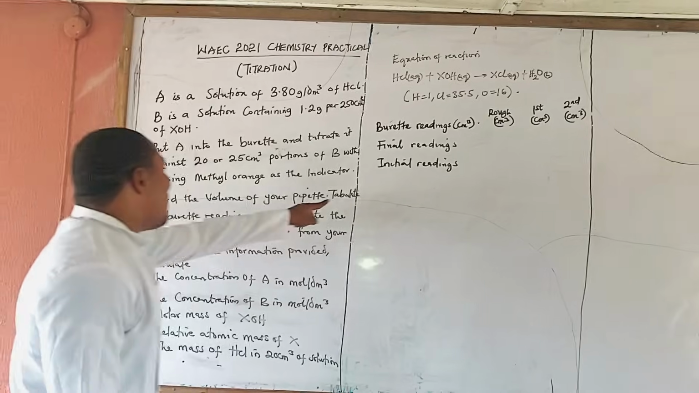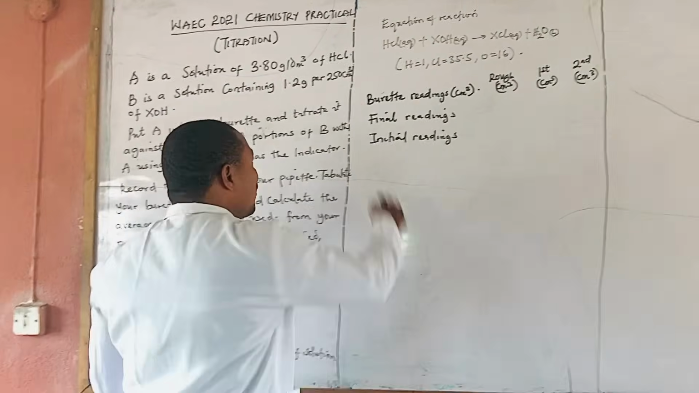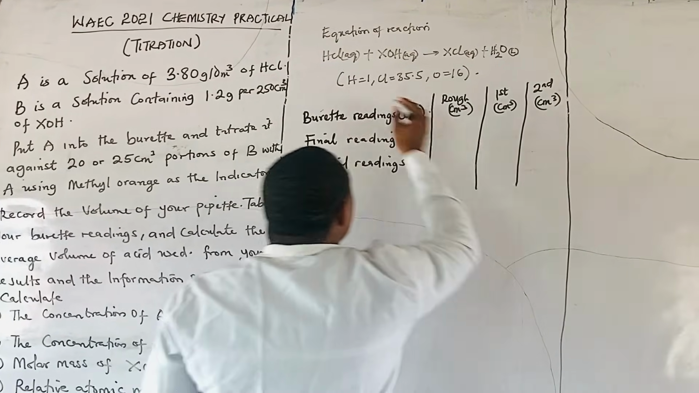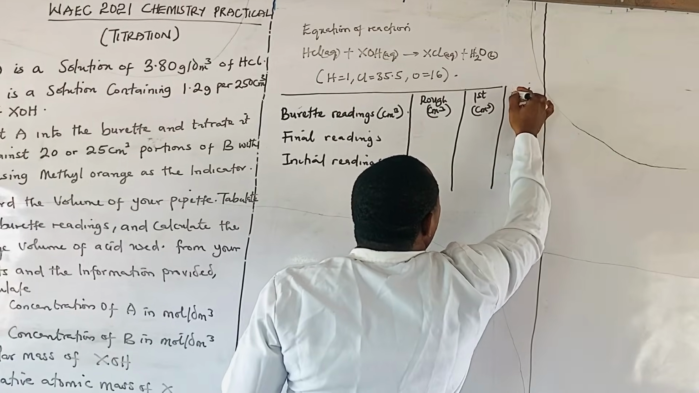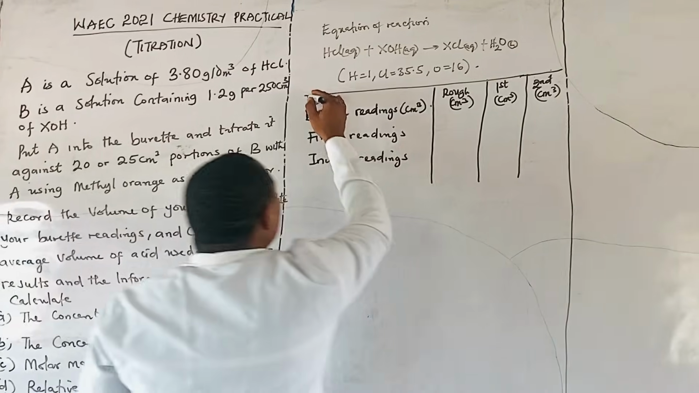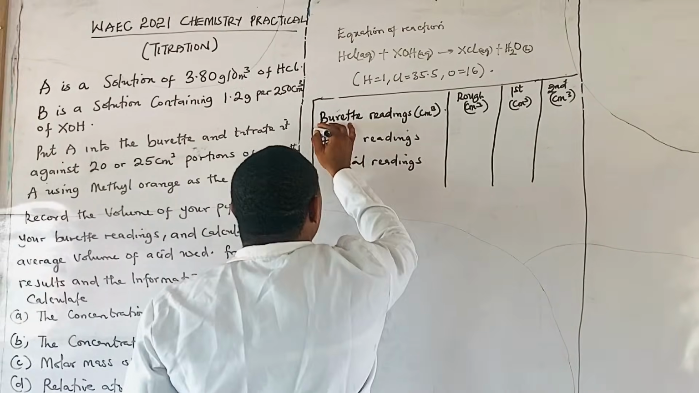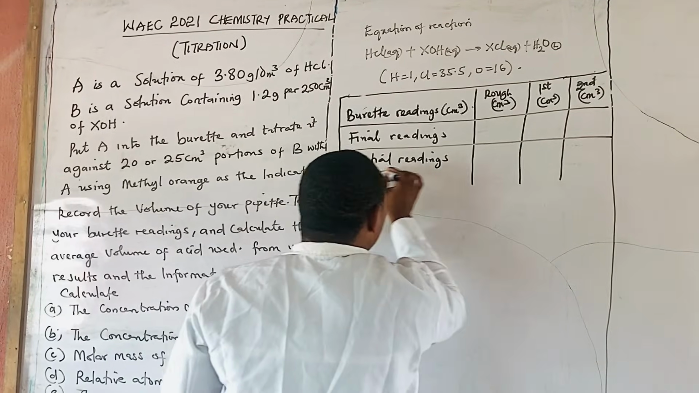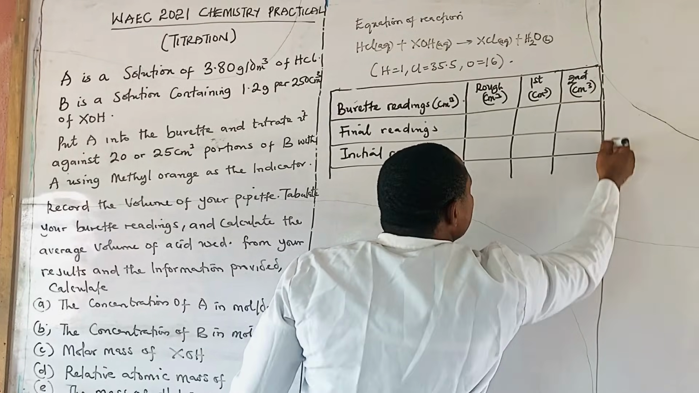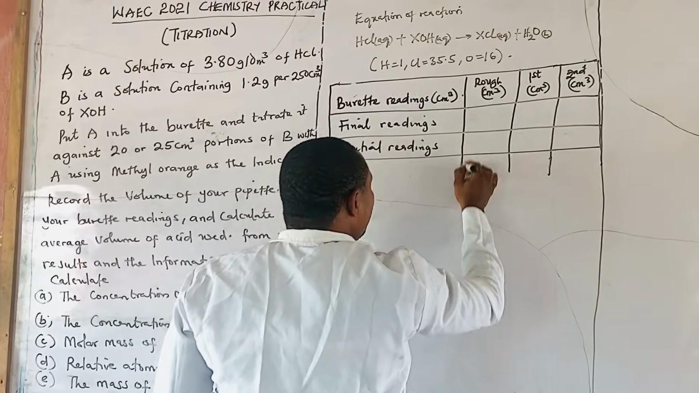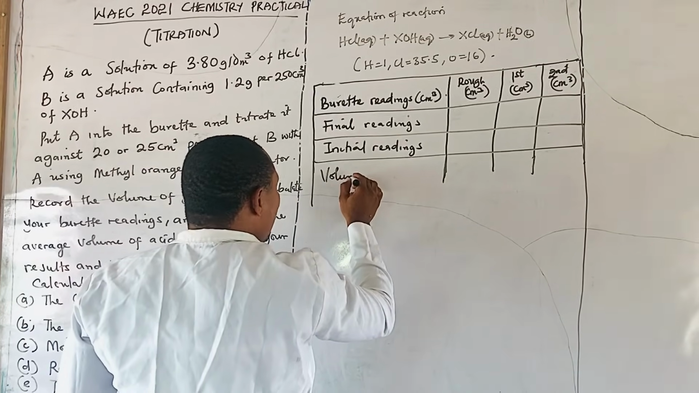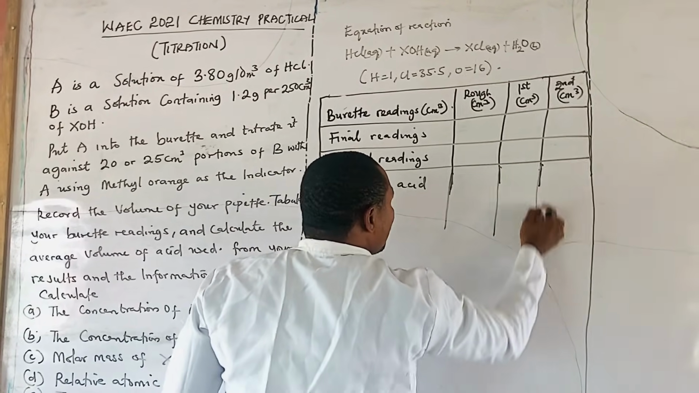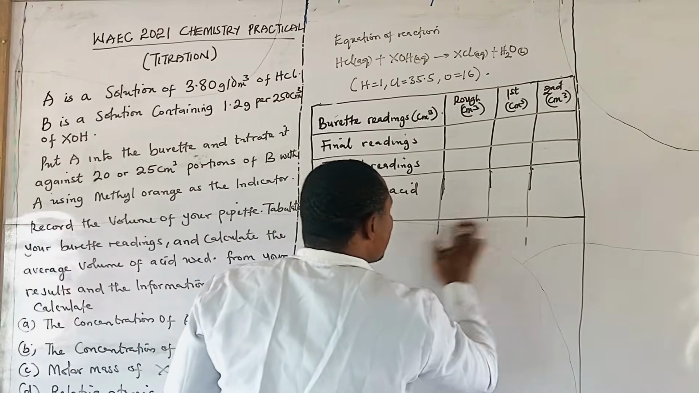And please don't forget, they said tabulate your burette readings, so they need a table. So with the aid of your ruler, in your various centers, tabulate this, very, very important. Just permit me to use freehand sketching here for the sake of this video. But if you are doing your exam, please engage your ruler and tabulate. That's the instruction given. Then we have the volume of acid used. I hope you are following. We're going to be doing that now.